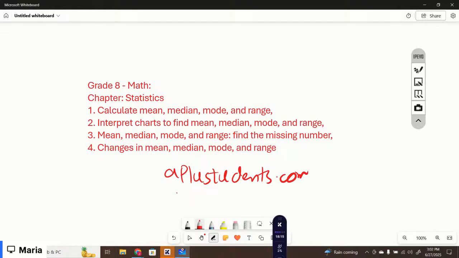Then you have to select math from the subject and scroll down to the eight math. There you can find the list of the chapters. You're going to start with the chapter statistics.